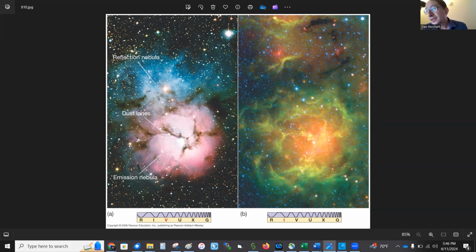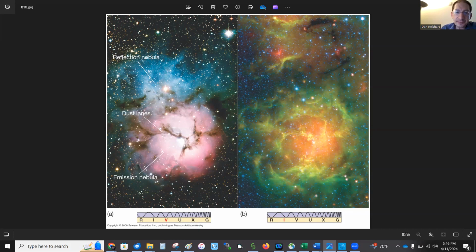Anyway, some star-forming regions exhibit different properties, and these properties are connected to dust. And here's a great example. This is the Trifid Nebula. On the left, we have an optical picture, and on the right, we have an infrared picture. And these are not made with Skynet. These are made with other facilities.